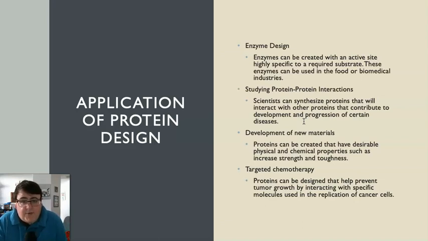We can develop proteins that will help us make new materials because we can create these proteins to have specific physical properties. We could increase their strength, or their toughness, or how ductile they are. We can specifically design proteins for our needs. And we can also use these designed proteins in targeted chemotherapy. We can design proteins to help prevent tumor growth, and we do this because they interact with specific molecules that are used in the replication of cancer cells. So that's just 4 ways. There's much more than this, but these are 4 ways that we physically use the proteins that scientists are genetically creating.